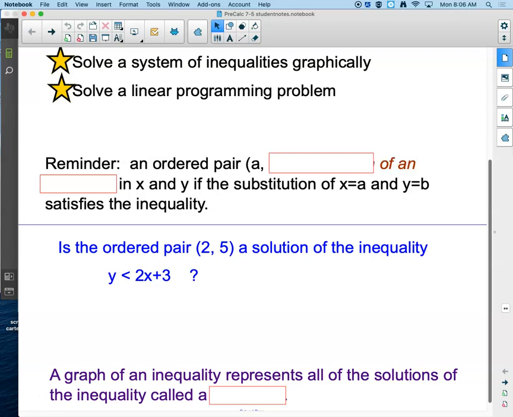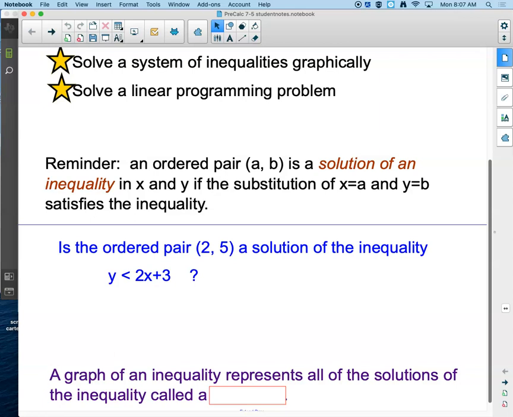An ordered pair (a, b) is a solution of an inequality in x and y if you substitute it back in as x equals a and y equals b, and it satisfies the inequality, which means it makes it true. When you put your ordered pair in, you can say, yes, this inequality actually works. A lot of times when you're graphing inequalities and you first start out, you do what's called testing a point. You want to know where the shading has to be done.